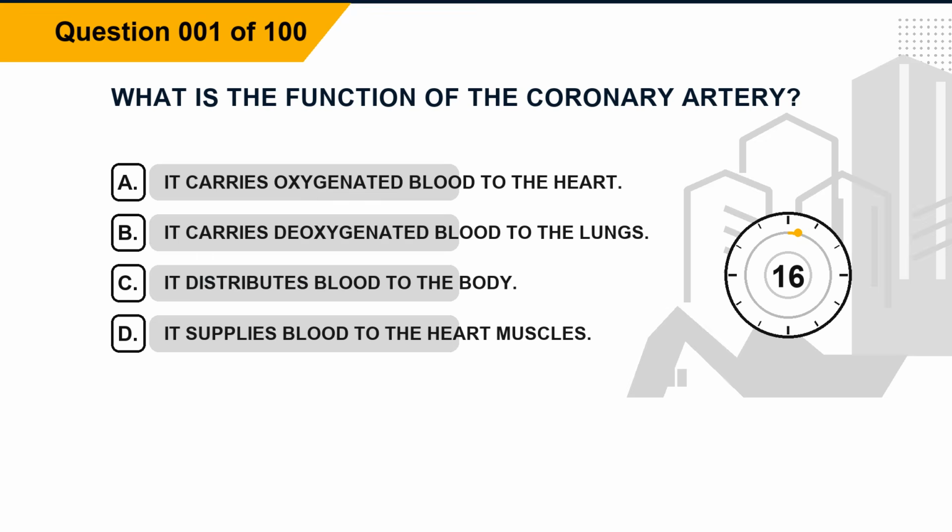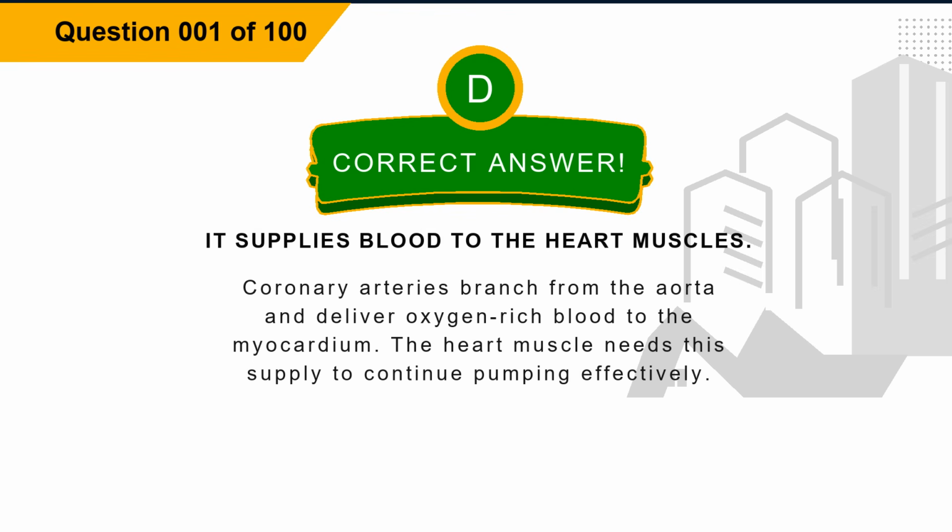Question 1. What is the function of the coronary artery? Option A. It carries oxygenated blood to the heart. Option B. It carries deoxygenated blood to the lungs. Option C. It distributes blood to the body. Option D. It supplies blood to the heart muscles. The correct answer is option D. It supplies blood to the heart muscles. Explanation. Coronary arteries branch from the aorta and deliver oxygen-rich blood to the myocardium. The heart muscle needs this supply to continue pumping effectively.